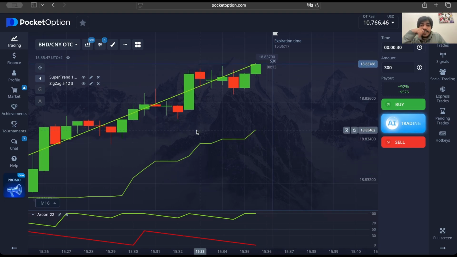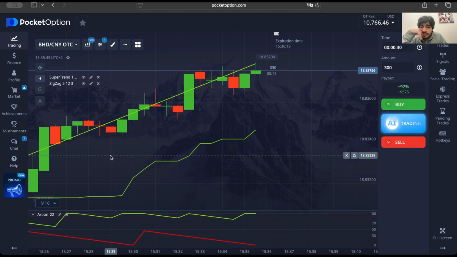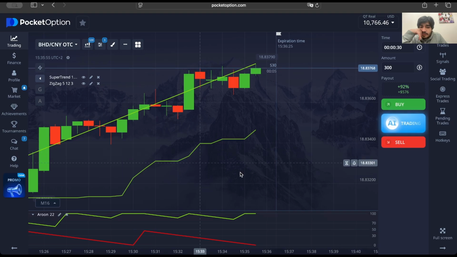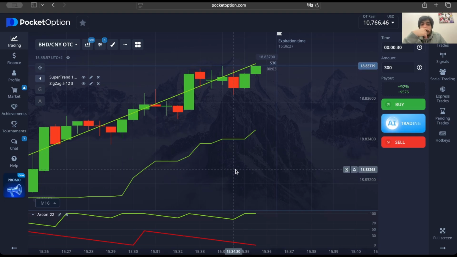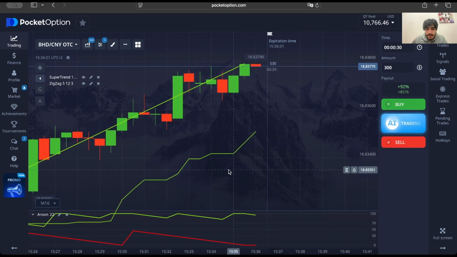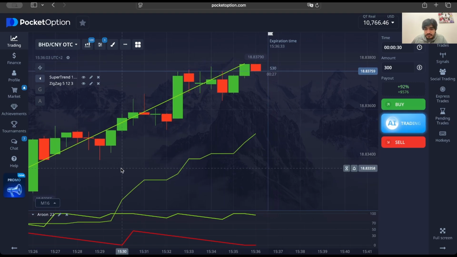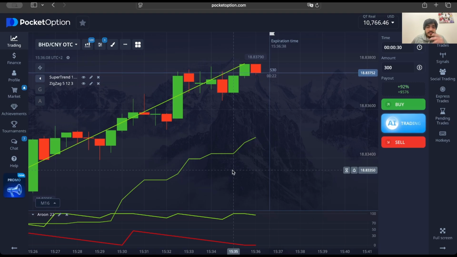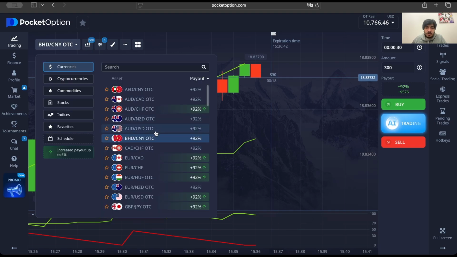So here, let us check. As you can see, a pullback here, a pullback here, a pullback here, and here, and here also. From this period to this period, it's really necessary to make you understand how the pullback has been going. So this is not a good trade for us.